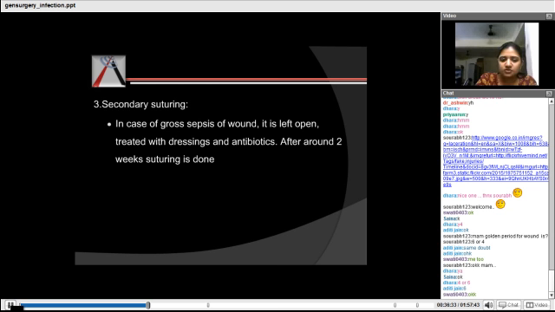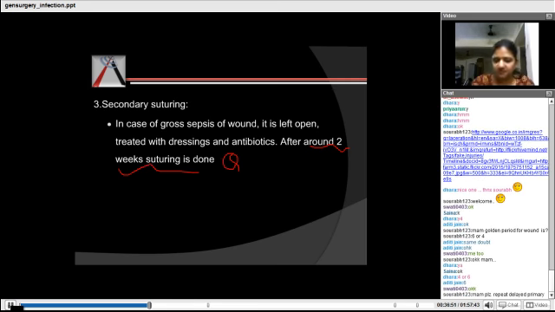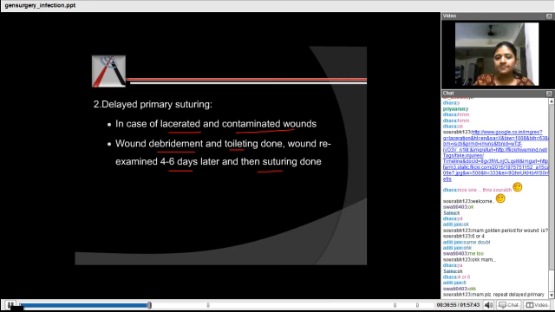Then we have secondary suturing. This is done after 2 weeks. These numericals are very important. Secondary suturing is when a wound has been left open and has a lot of debris, it needs dressings and it needs antibiotics. Such a case is secondary suturing.